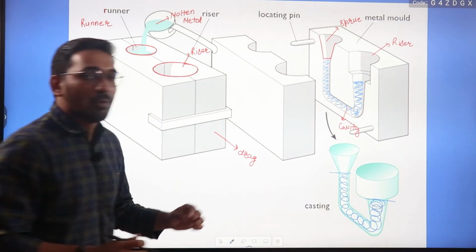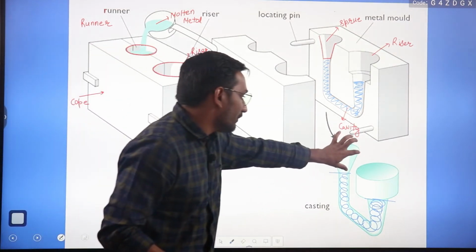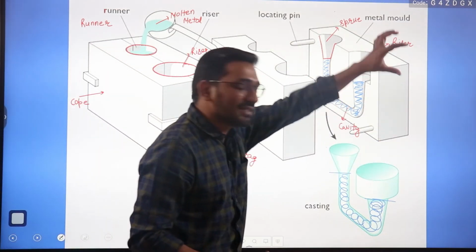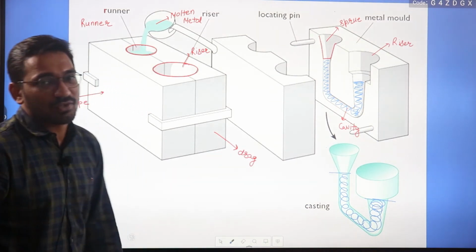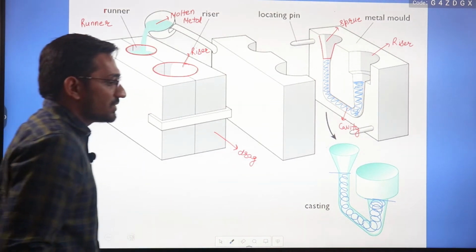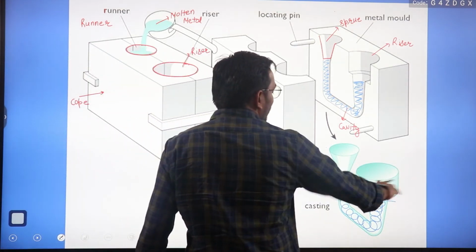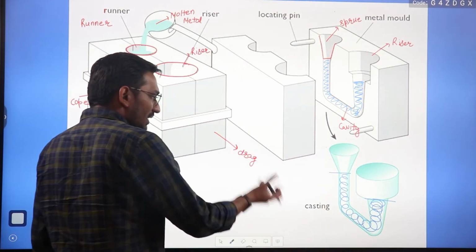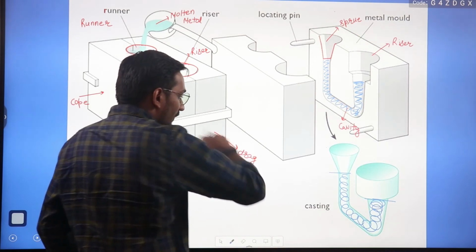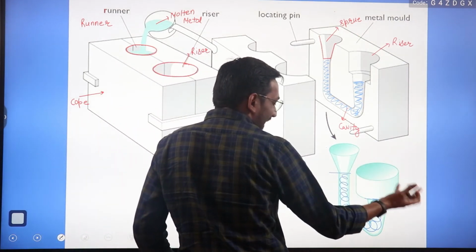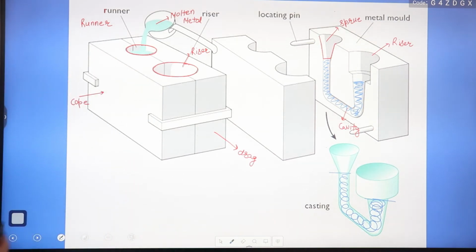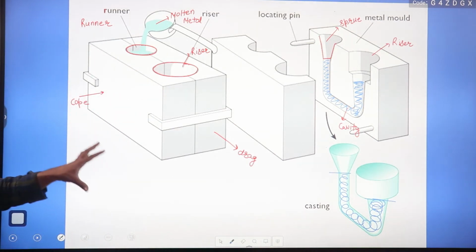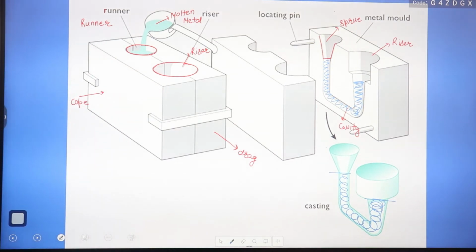So we want to remove the extra excess metal, like this sprue and this riser, we want to cut it. This process is known as fettling. You can cut it with the help of some cutter or hacksaw or anything. So this is a casting process, right?